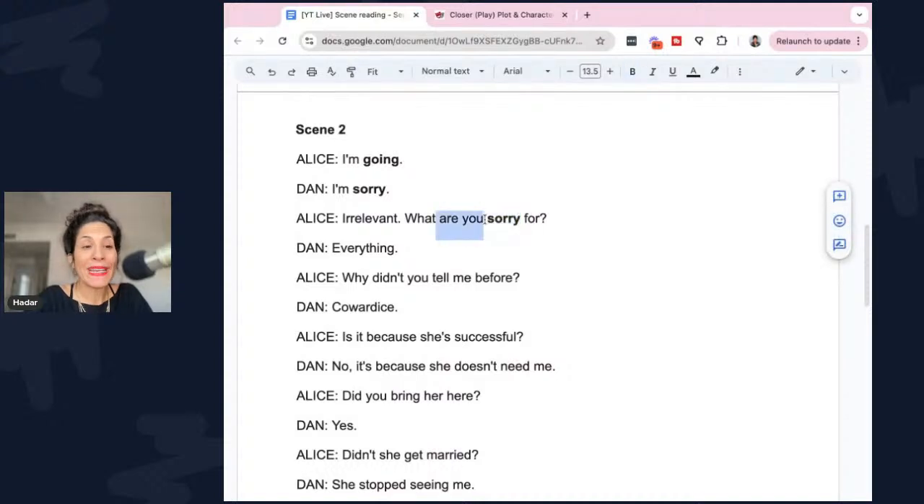What are you, when it's reduced, which is the case here because the stress falls on sorry, it actually sounds like this: what are you sorry for? What are you, what are you? What do you, what are you? What are you sorry for? If you want to slow down, you can say something like, what are you sorry for? But usually this is what you're going to hear when people say it fast.